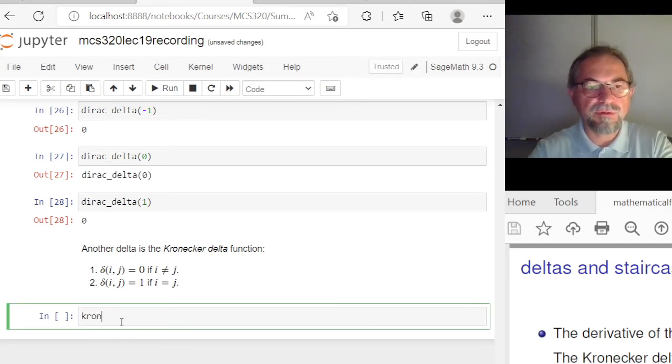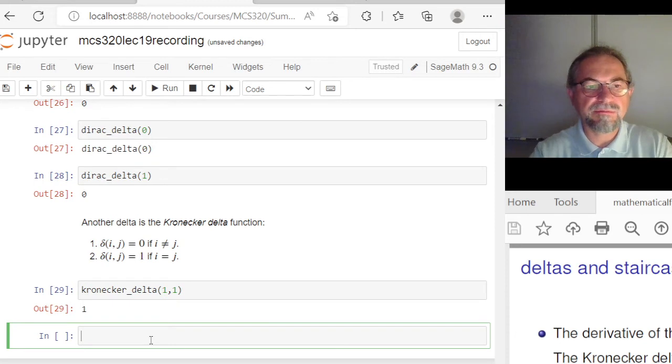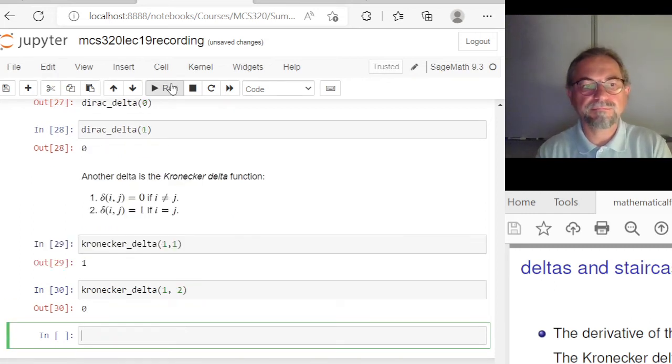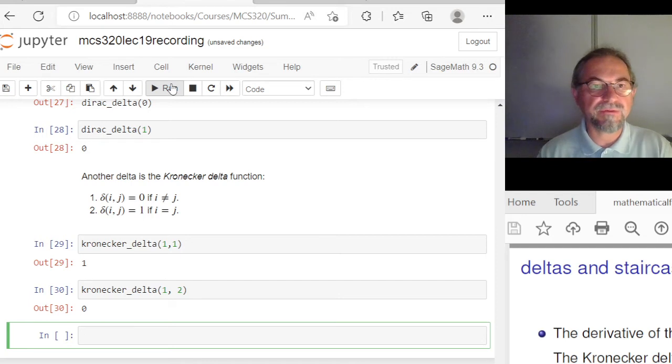So I can do the Kronecker delta of 1 and 1. This is 1. The Kronecker delta of 1 and 2. This should give me 0. Indeed. So these are predefined discontinuous functions. This is a discontinuous function in 2 variables. Why are these predefined functions so useful? Because we can use them as basis functions to make more complicated functions.